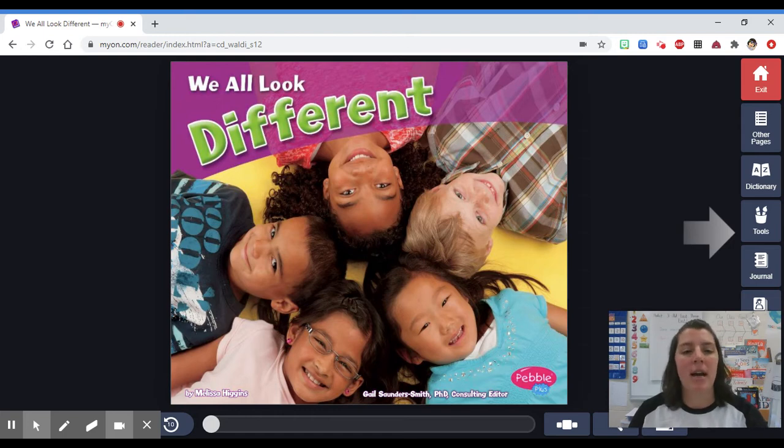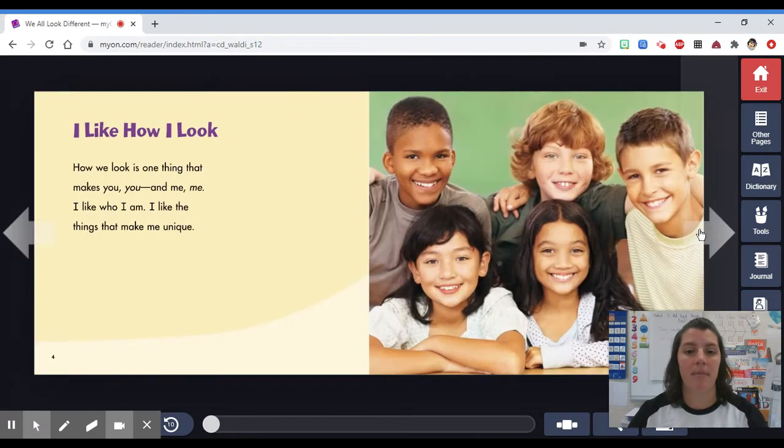Today we're going to read a nonfiction book called We All Look Different to help us see some of the ways that we might be different or unique from other people and some of the things we might have in common or things that are similar.